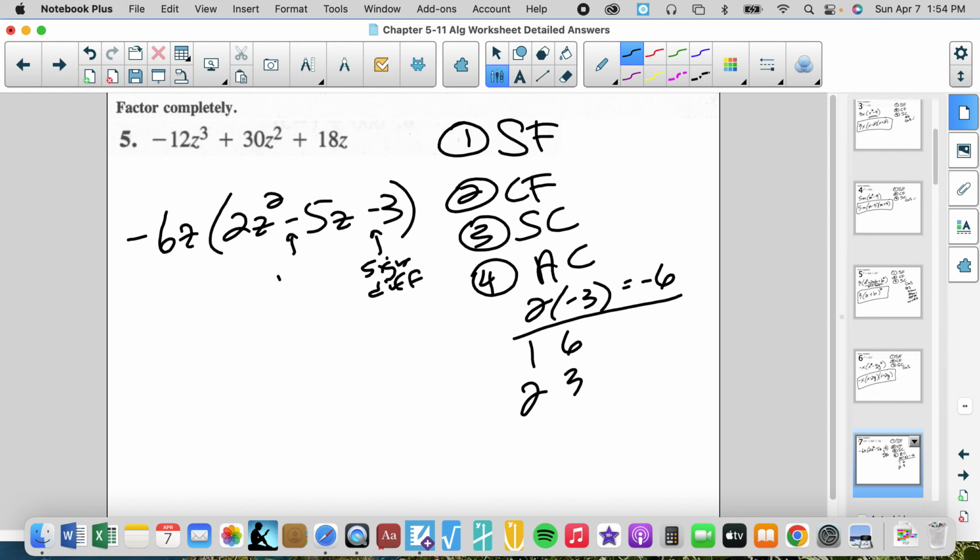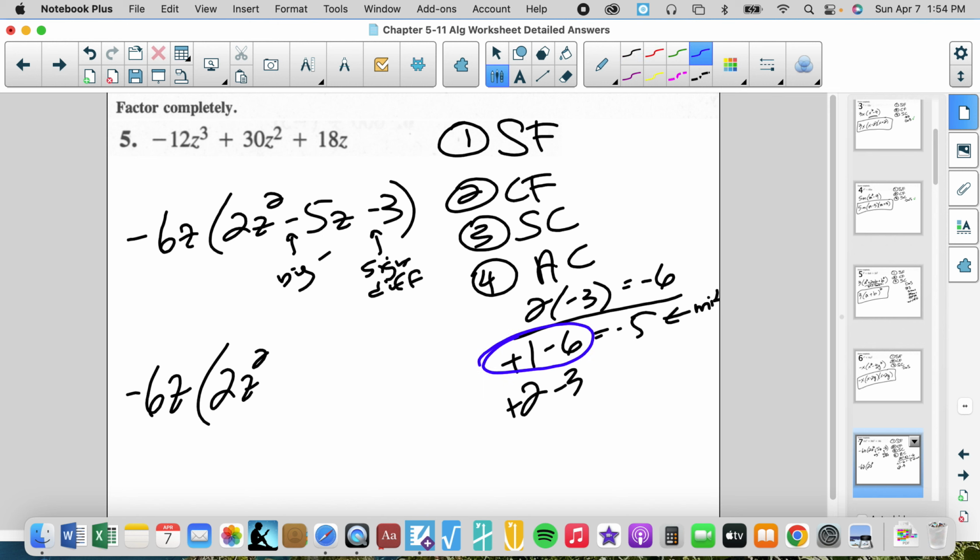And the bigger is negative, so negative, negative, positive, positive. This gives me -5, that's my middle. So we're going to make this -6z. This is staying, our first stays. My middle gets broken into these two terms. So it's plus z minus 6z minus 3.